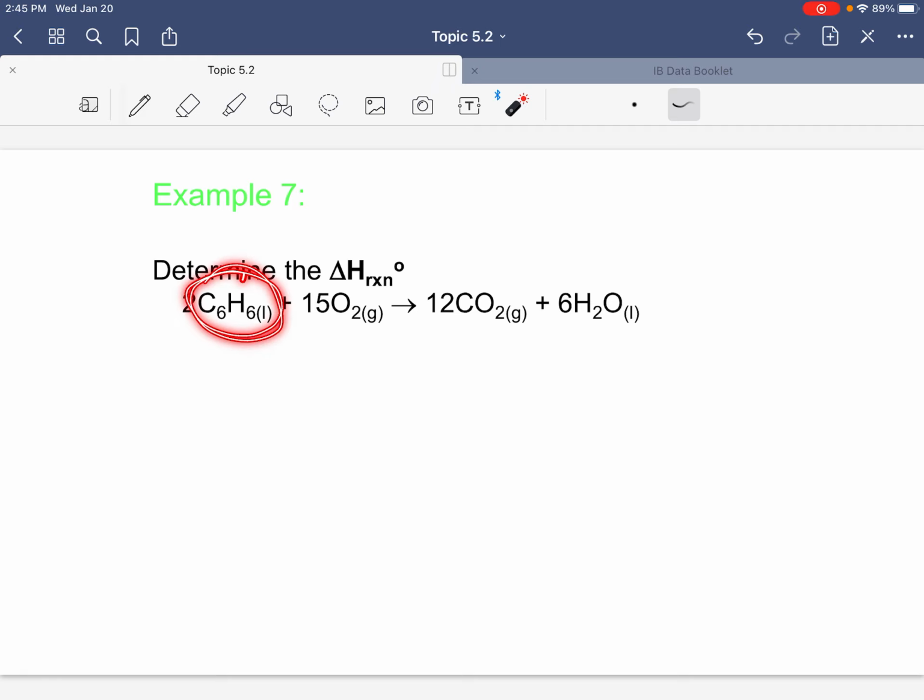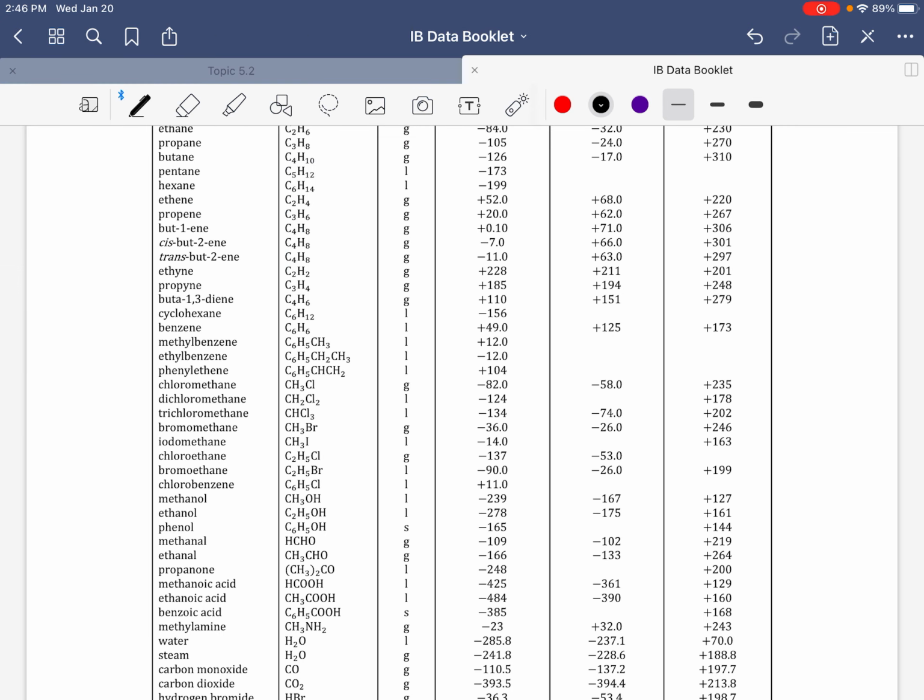This is called benzene. What I'm doing right here is combusting benzene to make 12 moles of carbon dioxide, 6 moles of water, and probably a vast amount of energy to go with that. So let's calculate delta H. I'm not going to write the formula. I hope you know what the formula is. Sometimes I like to look up all the numbers first. So let's look up all the numbers.